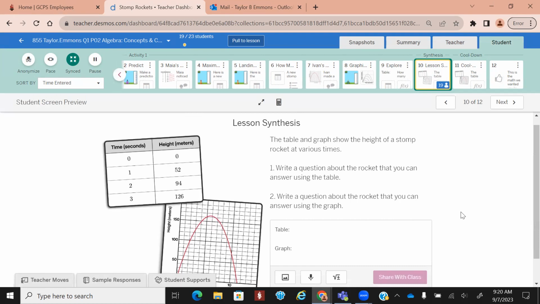The table and the graph show the height of a stomp rocket. Number 1, write a question about the rocket that you can answer using the table. Number 2, write a question about the rocket that you can answer using the graph. So you're coming up with 2 questions. One is going to be about the table, one is going to be about the graph. So take a second, write that.